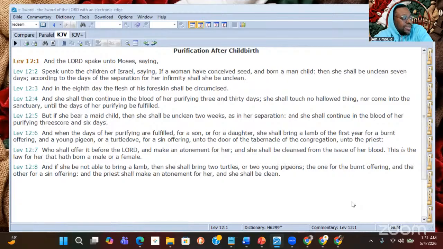So 40 days total. No, it's 8 days. Yeah, 8 days. And she shall then continue in the blood of her purifying 3 and 30 days.